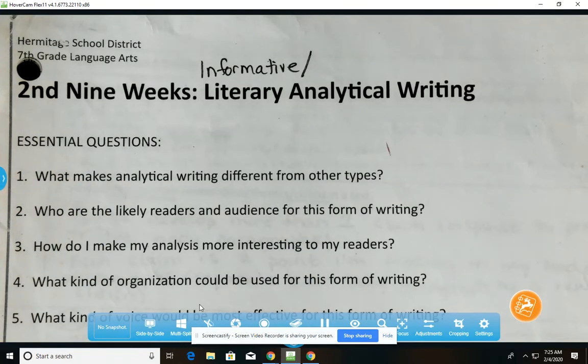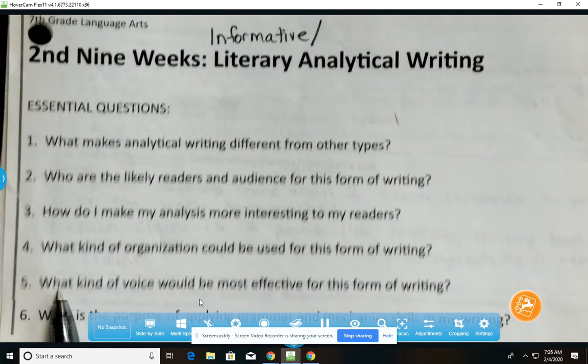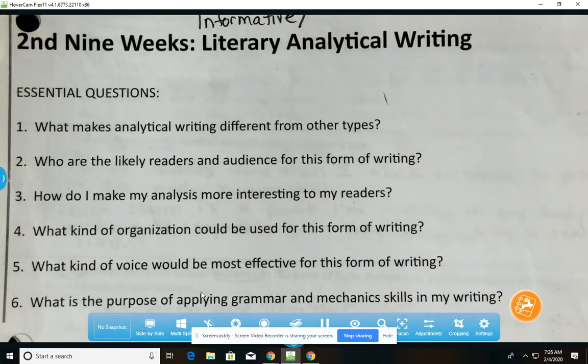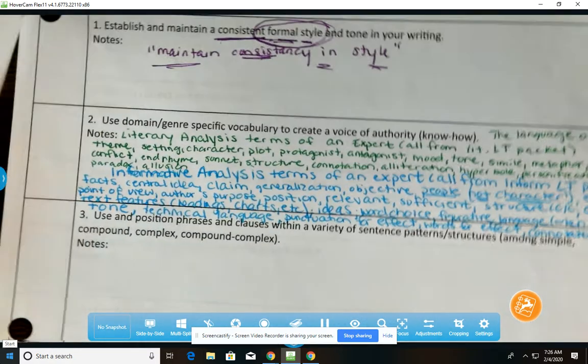Hello, today we're in the informative and literary and analytical writing packet. We're going to look at essential question number 5. What kind of voice would be most effective in this form of writing? And this is learning target. We've had it last 9 weeks. We're having it this 9 weeks.